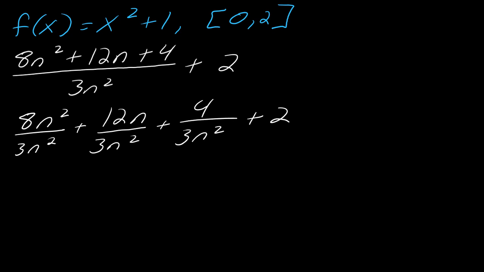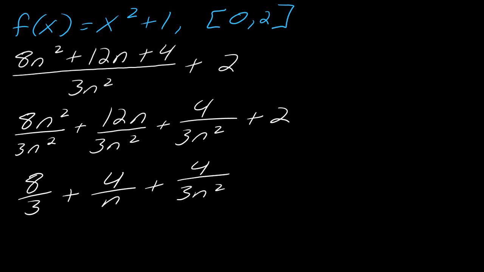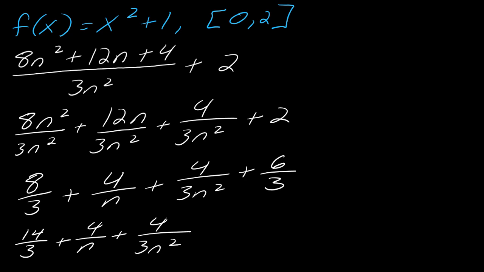And now I can simplify those little fractions. So this becomes 8/3 plus 4 over n plus 4 over 3n squared plus 2. Now I want to rewrite this 2 as a fraction over 3 so I can combine it with the 8/3. So we'll rewrite the 2 as 6/3. Now I can write this in the most simplified form possible. So this is 14 over 3 plus 4 over n plus 4 over 3n squared.